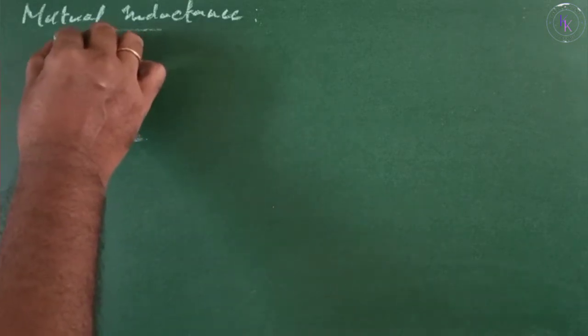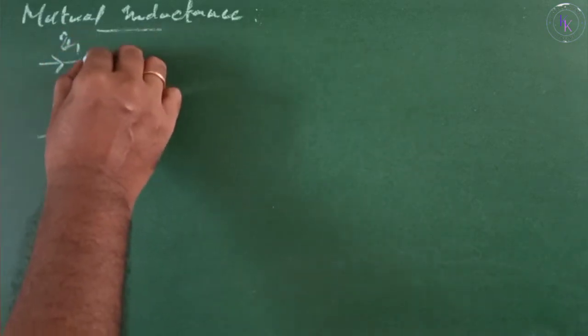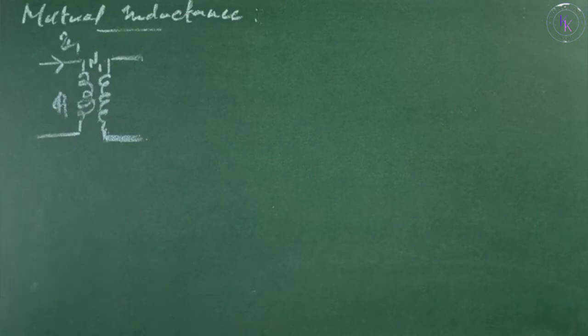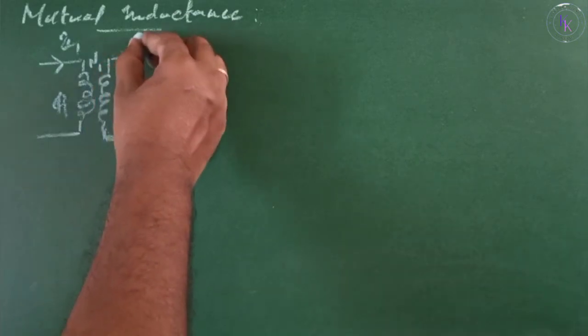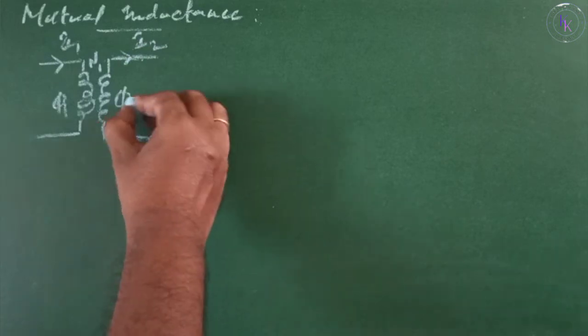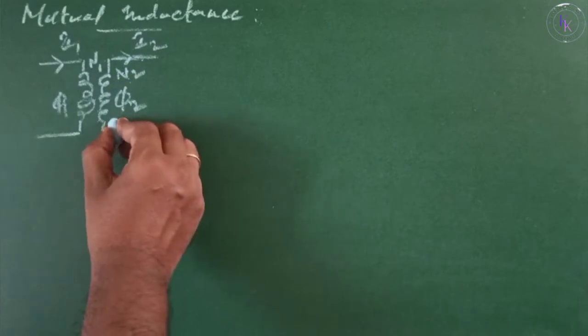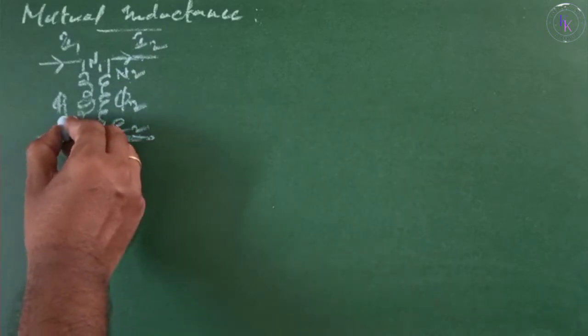Coil number 1 is going to carry the current I1, which is going to produce the flux phi1, and the number of turns in coil 1 is N1. The current I2 is the result of the flux phi2, and the number of turns is N2. EMF is produced, E2, and this is E1.